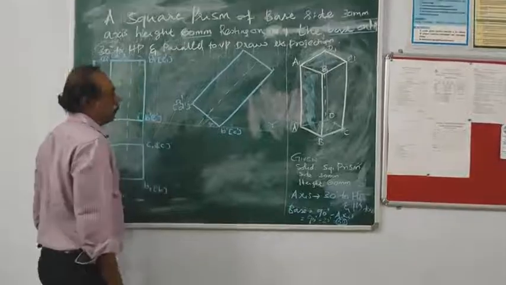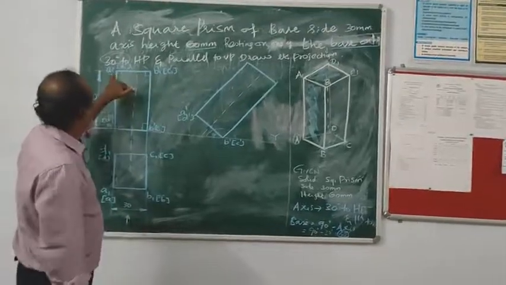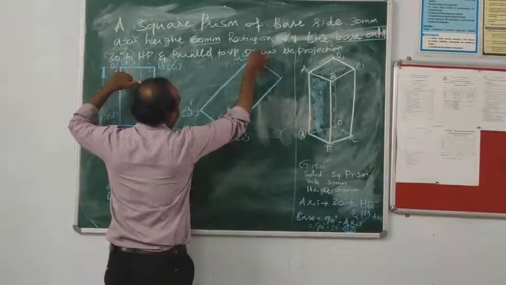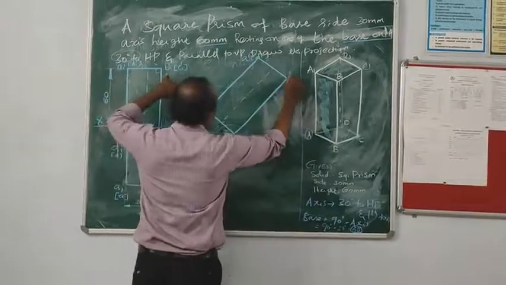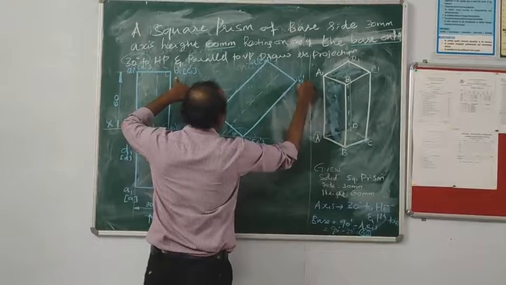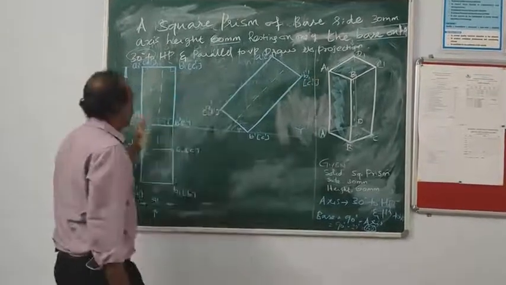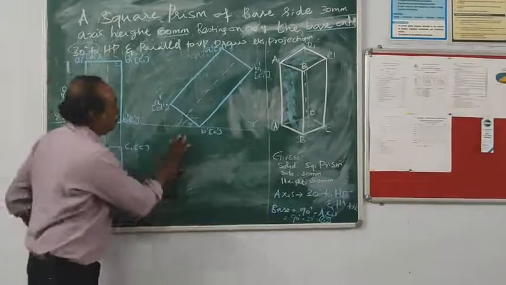This is the axis. At the top, A1 dash and B1 dash. Here, B dash, B1 dash, bracket C1 dash. We complete the same diagram and mark here.